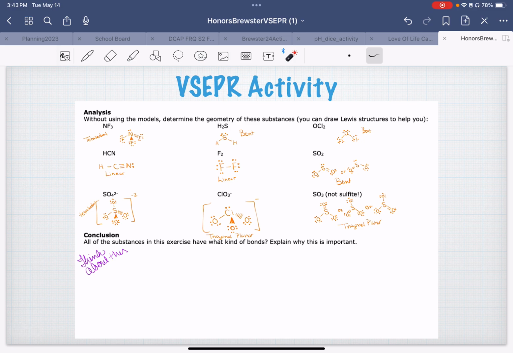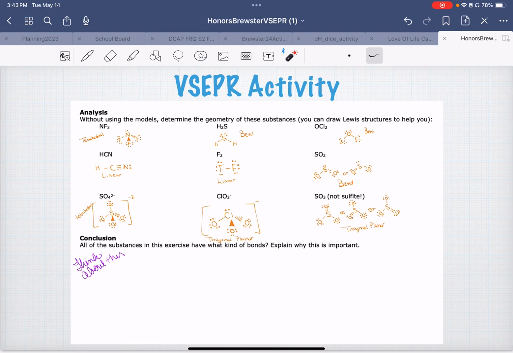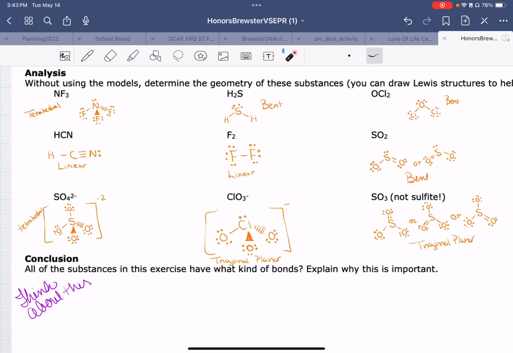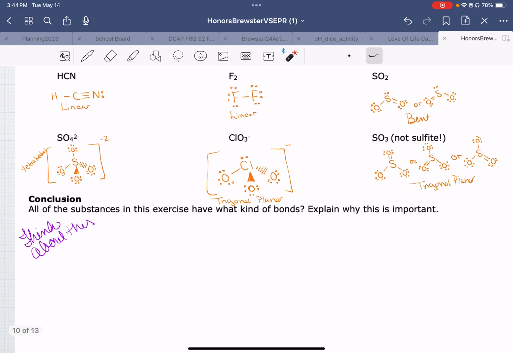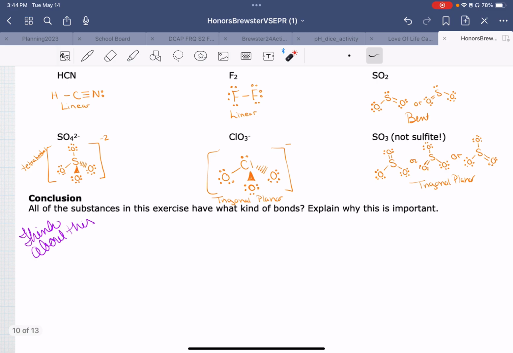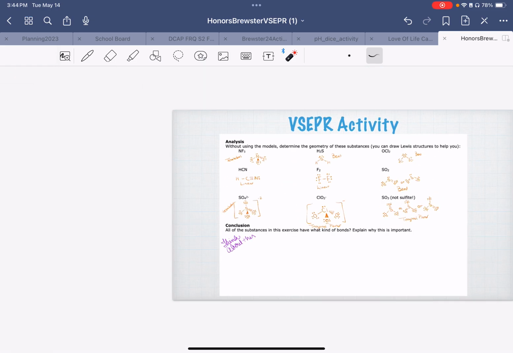And then I also went back over the VSEPR activity, the analysis of that, where you're drawing some more of those and labeling what they are. Some of those do have resonance structures. And then you have a conclusion where I'm not going to give you the answer because I think you already know what type of bonds these are. This goes back to the fall where we talked about ionic and covalent, and we also mentioned briefly metallic. So what kind of bonds are these? How do you know that? And why is that important? Think about the properties of that.